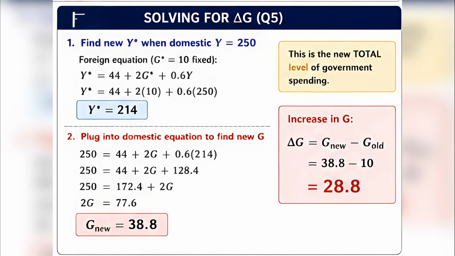250 equals 44 plus 2G plus 0.6 times 214. That's 250 equals 44 plus 2G plus 128.4. So 2G equals 77.6 and G equals 38.8. That's the new total level of government spending needed.